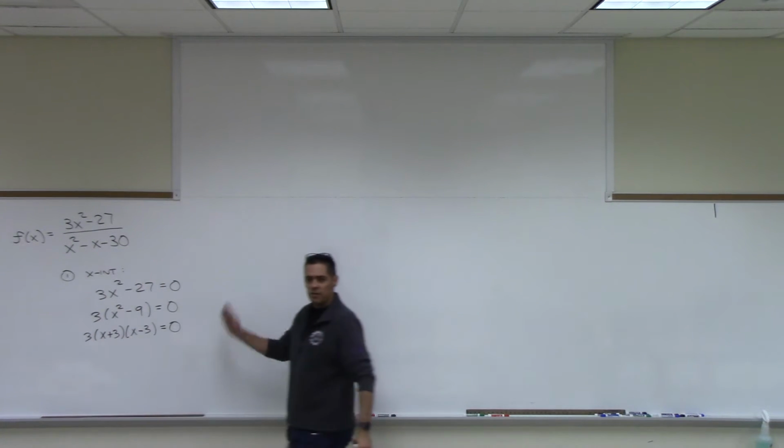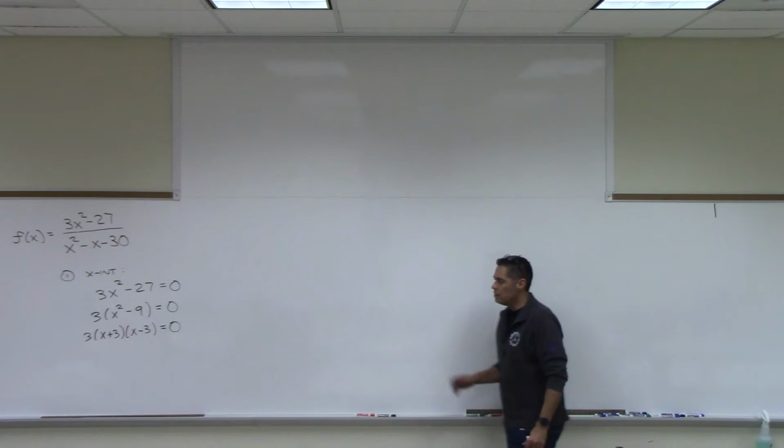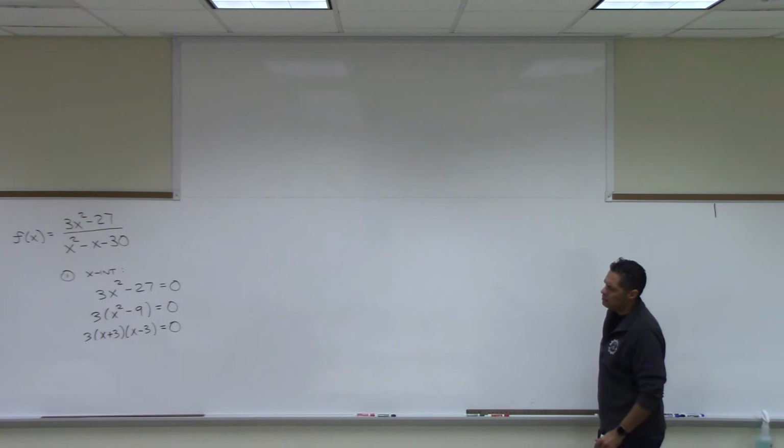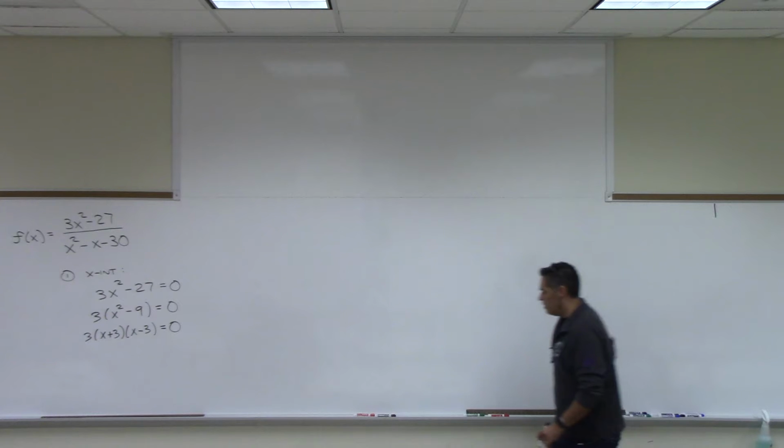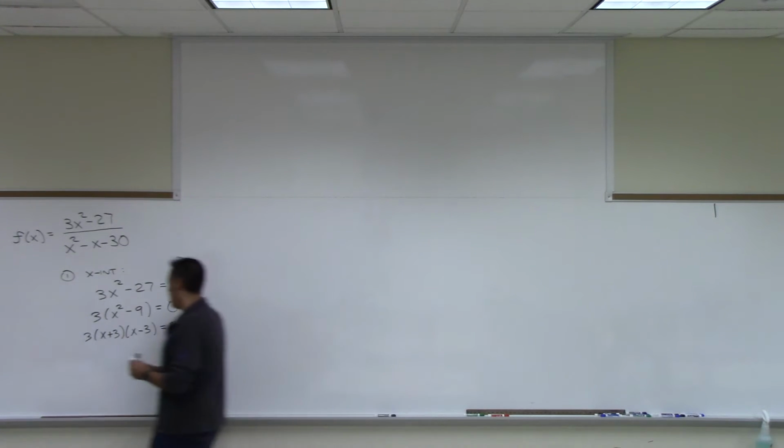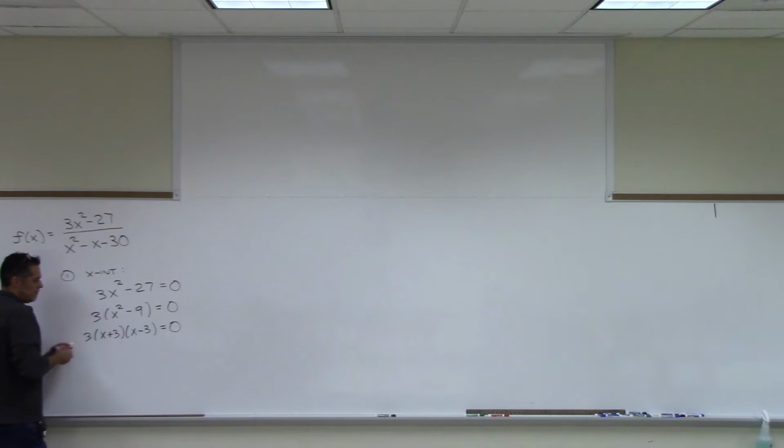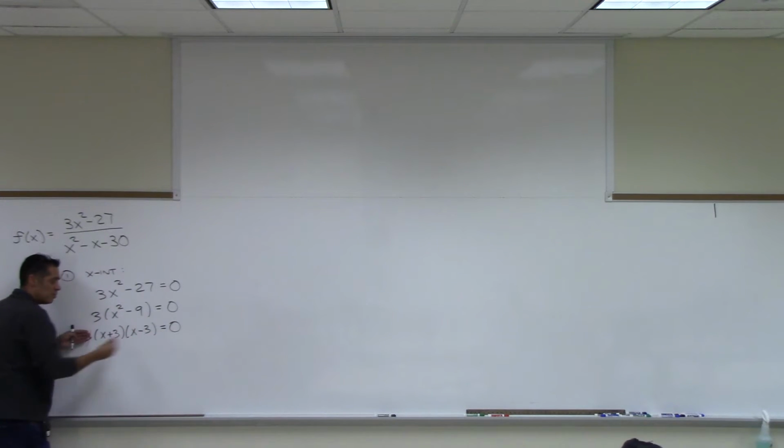And now you set each of your factors equal to 0. How many solutions do we have here? Just 2, right? Remember that when you pull a number out and you set it equal to 0, you can ignore the number. Like if this had been a 4, it's irrelevant. 4 can never be equal to 0, so we just ignore it. These are the places we get our answers from. So -3 and 3.